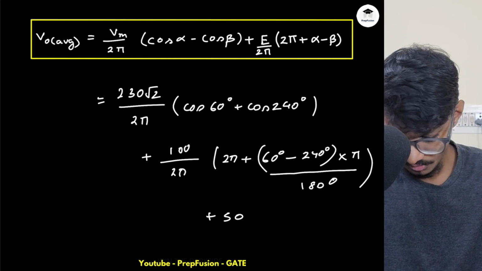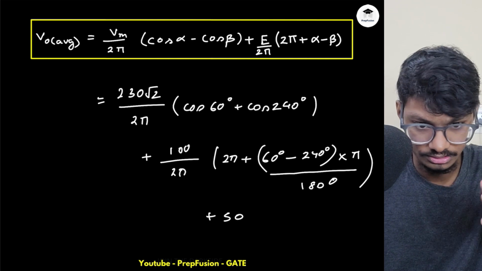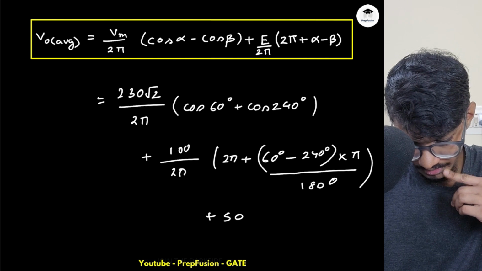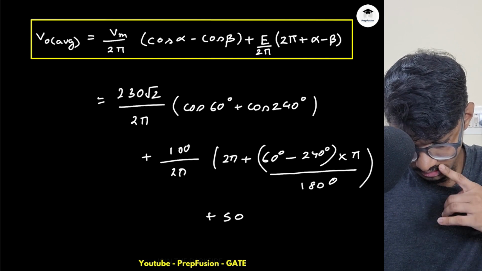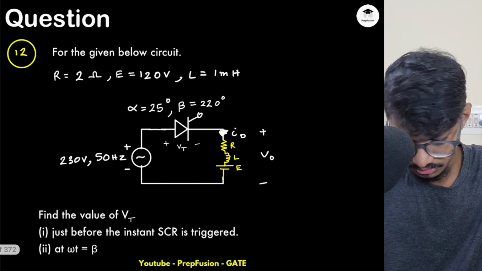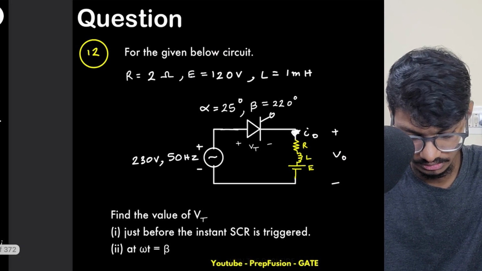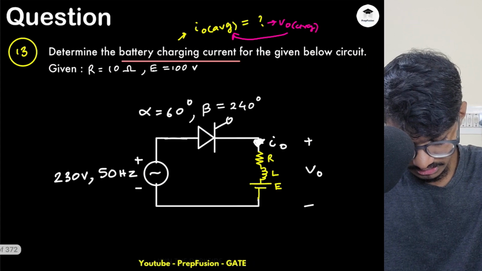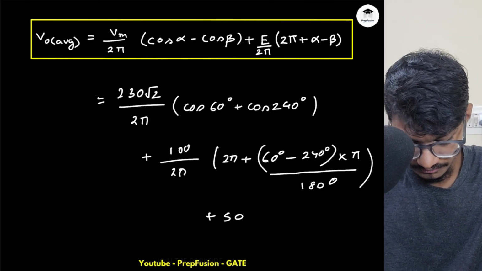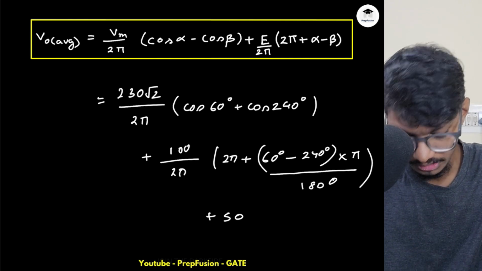And what about this? 60 minus 2 pi, 2 pi minus all these things, fine. This will be only 50. Am I doing this correct? Wait, one thing here is wrong. This should be beta minus alpha or alpha minus beta. This should be 2 pi plus alpha minus beta. This is correct only. Fine. So this will be pi only. So pi will get cancelled, and here only a 50 will remain.